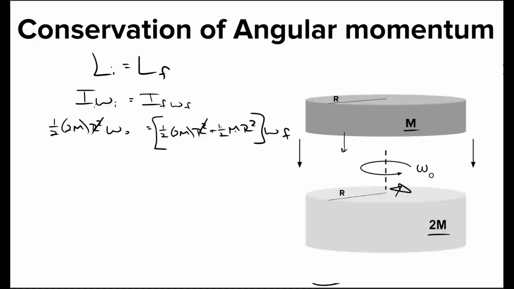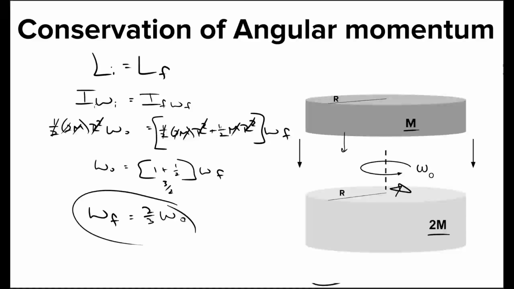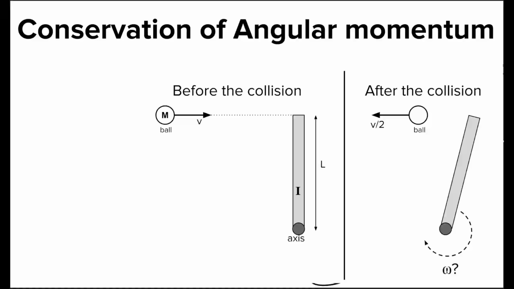Watch, r's cancel out, m's cancel out, 2's cancel out, 2's cancel out. I have omega initial equals 1 plus 1/2 times omega final. This thing isn't 0, it's 1. This is 3/2. That means omega final is just going to be 2/3 omega initial. We got it without worrying about torque or anything like that. So conservation of angular momentum is pretty nice to figure out final speeds of things that are spinning.